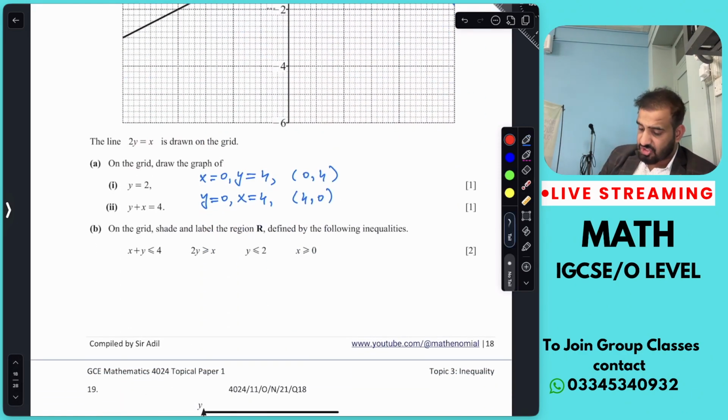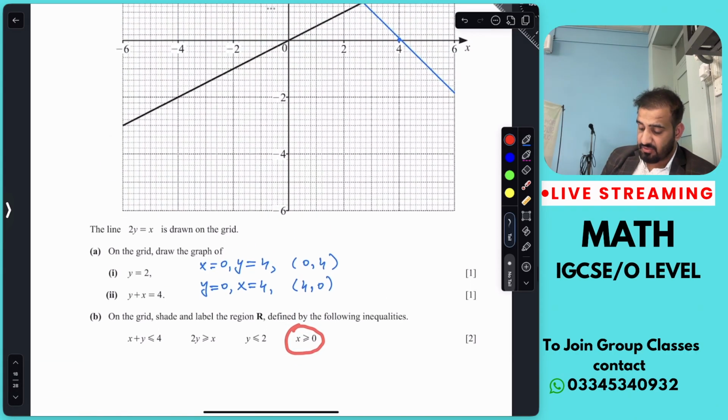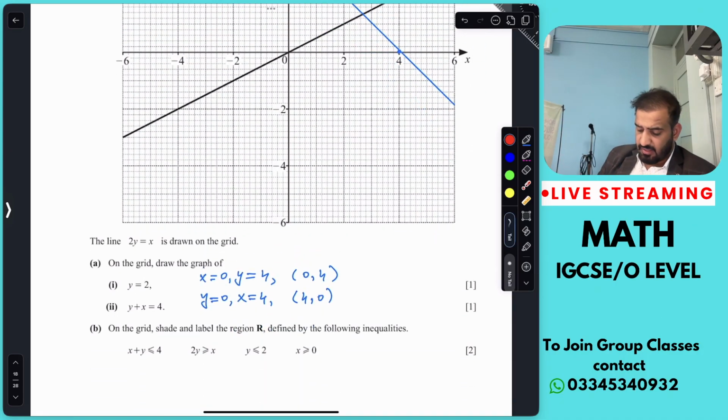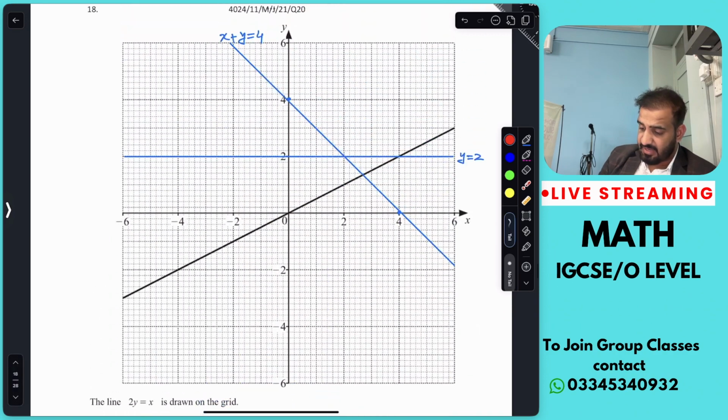On the grid, shade and label the region defined by these inequalities. So where is x greater than or equal to 0? We know that x greater than or equal to 0. Okay, let's start from one side. So the first line is y less than or equal to 4 minus x. And we know that x plus y is equal to 4. Where is this line? This is my line.